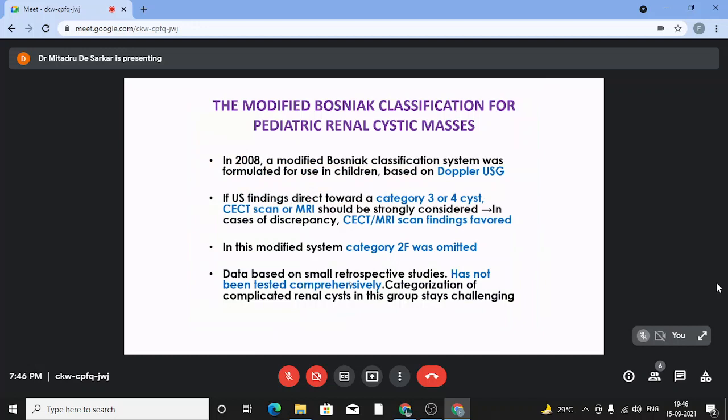So what about the pediatric cases? In the case of the pediatric cases, Bosniak classification is not well applied. Actually, the thing is contrast cannot be utilized in that particular age group. So they have tried out a system where ultrasonography is done first, and then if you have suspicious US findings, that is category 3 and 4, then you go ahead with a CT scan or an MRI. In this particular system, you don't have a 2F category. However, this has not been tested comprehensively, and so the data on this particular approach is lacking, so we don't use this particular system of classification in the case of pediatric masses.